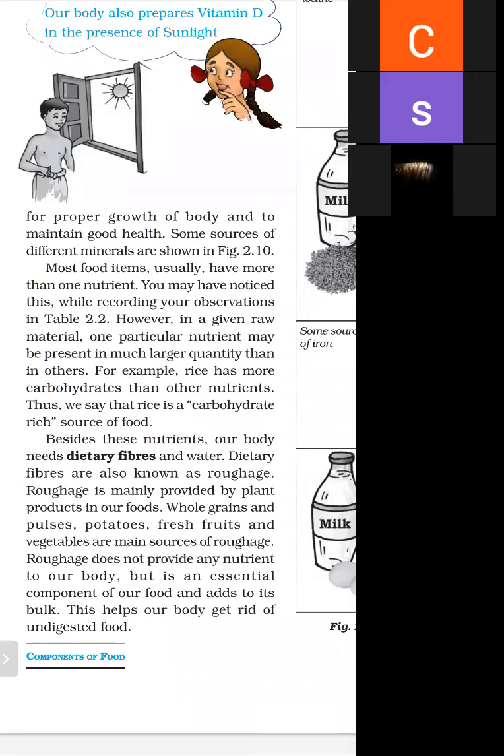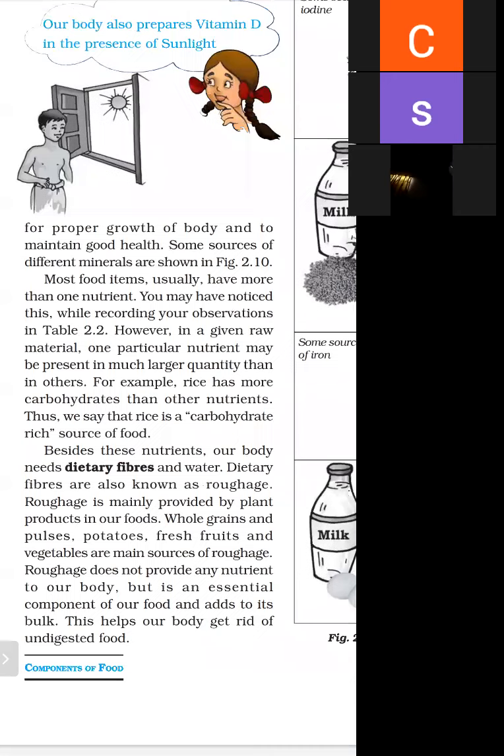So what is the function of dietary fiber? When we eat food, some part of the food remains undigested in our stomach, and this comes out with the help of dietary fiber.